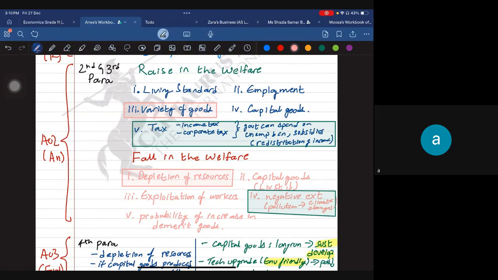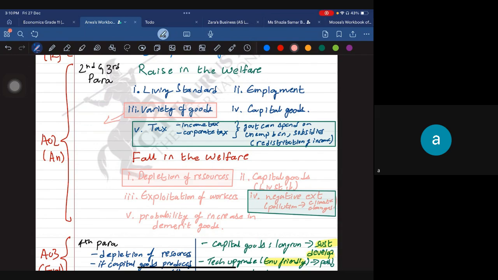So it means that the worst point is not always the worst point if we think, right? It's not that bad. But variety of goods, sometimes I feel like there's very little to write. So you have variety of goods.